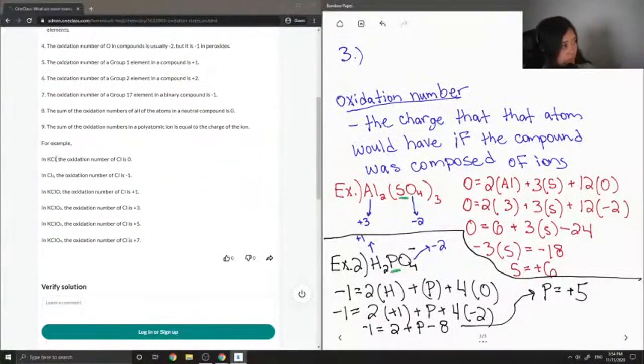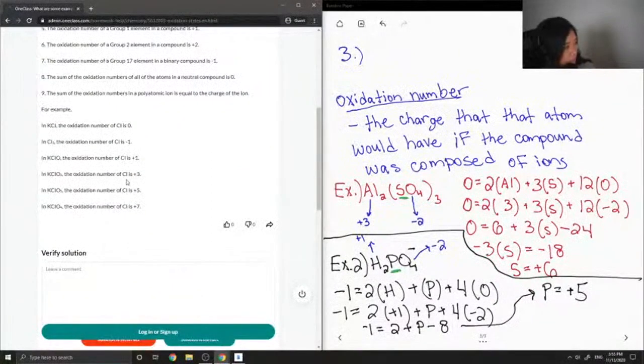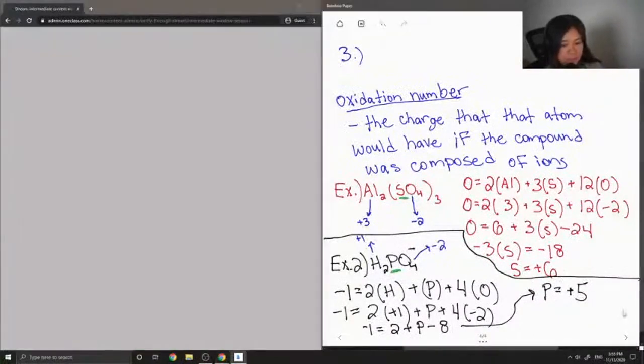Okay, so if we look at the junior tutor's examples, KCl, the oxidation number of chlorine is, I think this is supposed to be -1, and the next one it's supposed to be 0. Yeah, I'm going to just say that the rules of calculating oxidation numbers are correct. However, some of the examples given are incorrect. But all in all, I'll just say that this solution is correct.